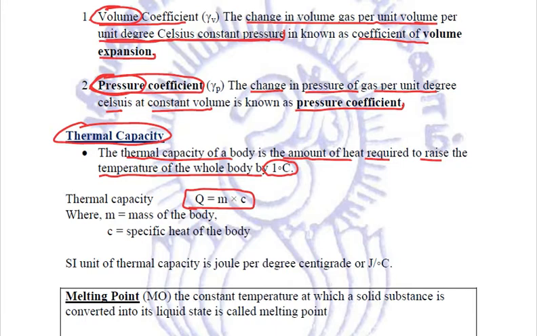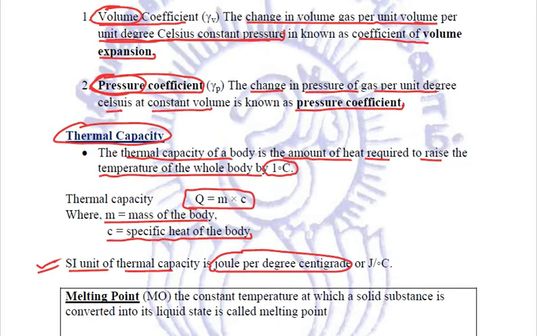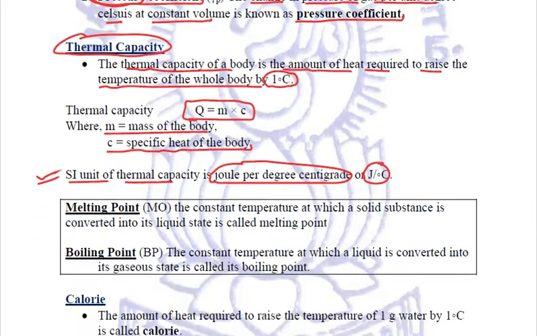M into C, where M is the mass of the body and C is the specific heat of the body, right? Quite importantly, the SI unit of thermal capacity is joules per degree centigrade. Clear? So this is our thermal capacity.